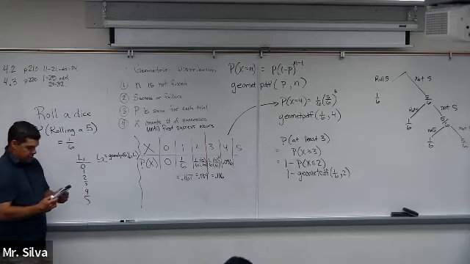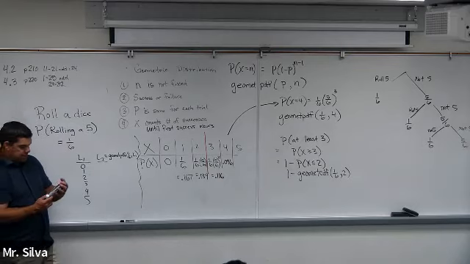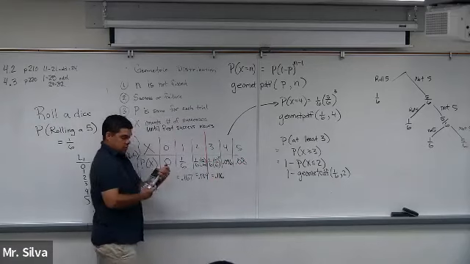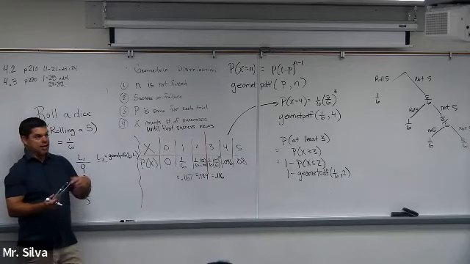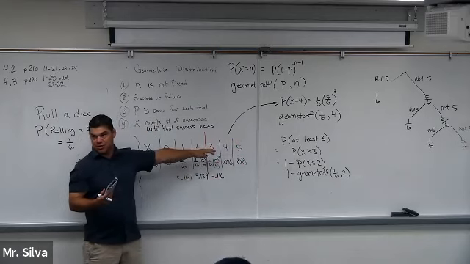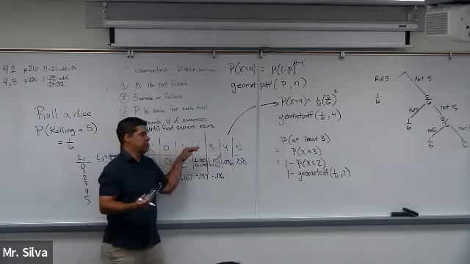0.1667, 0.139, 0.115, 0.096, 0.08. I could add more numbers because it's going to keep going. N is not fixed for geometric distributions. Okay, so it just keeps going.